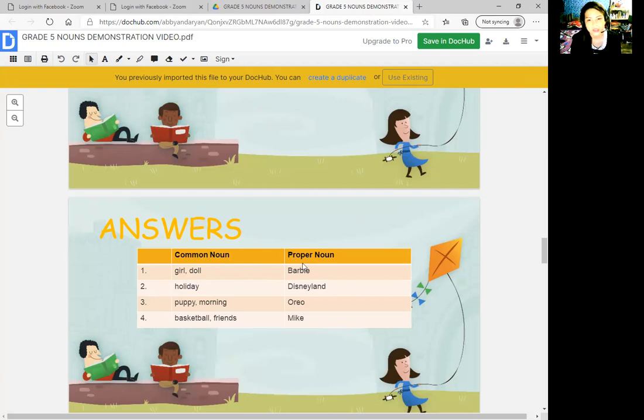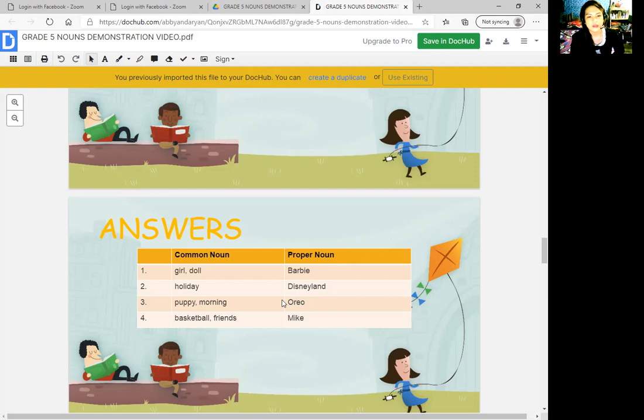And then for the second sentence, the common noun there is holiday. And then the proper noun is Disneyland. So it tells the specific place where they went for holiday. So it starts with a capital letter. So third, we have two common nouns: puppy and morning. And then the proper noun is Oreo. It starts with a capital letter because Oreo specifically tells you the name of the puppy.